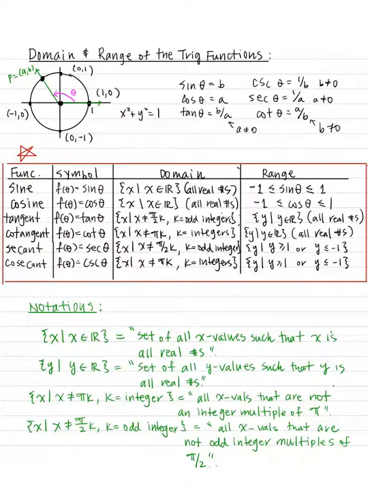Okay, next topic is domain and range of the trig functions. Domain is the set of all x values where the function is defined, and range is of course the set of all y values where the function is defined. Okay, so don't freak out about the notation. Let's first go with the sine. The symbol is f: f of theta equals sine of theta.